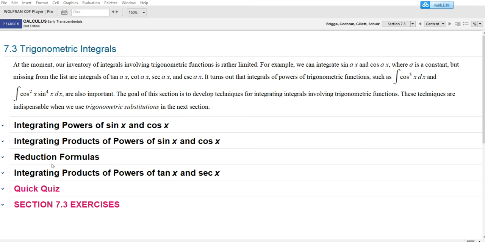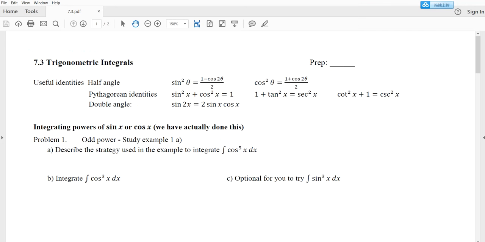There's one quick thing I would like to mention, which is the reduction formulas. These are used when you want to reduce the powers of trigonometric functions. Now, in our notes, I also followed the idea to make the notes. So you do have to review some useful identities.